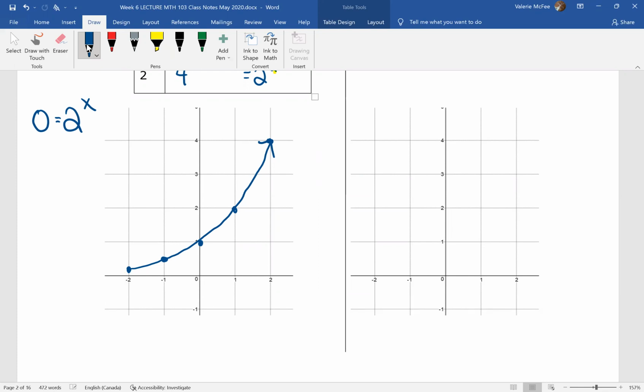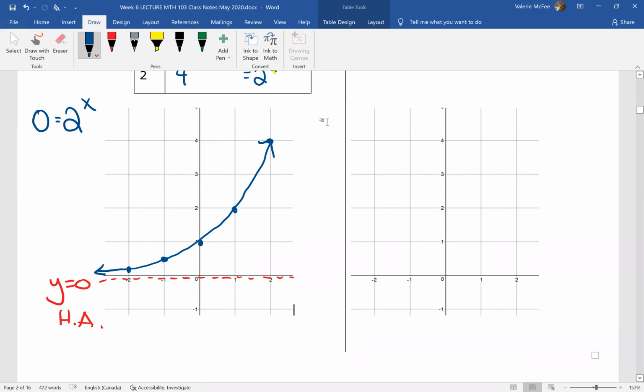Do you remember what we said when we were talking about rational functions? If a curve is approaching some number, our curve is approaching zero, as x approaches negative infinity, it gives us a horizontal asymptote. So we have a horizontal asymptote here at y equals 0. And our graph approaches that asymptote, but never touches it.